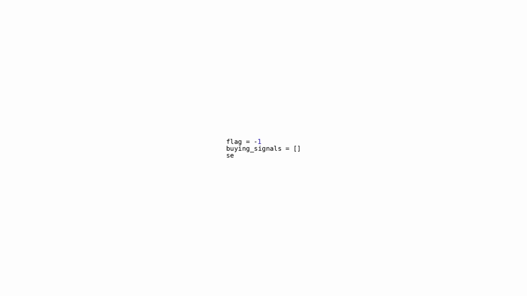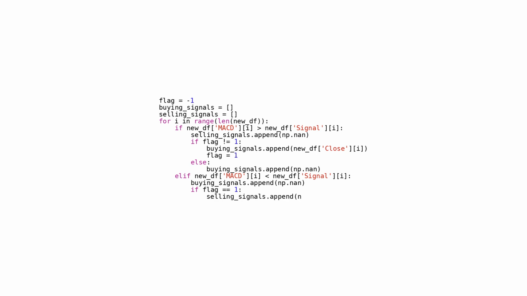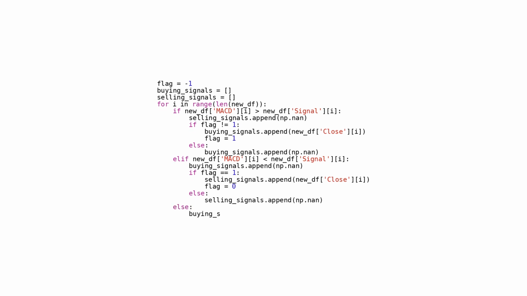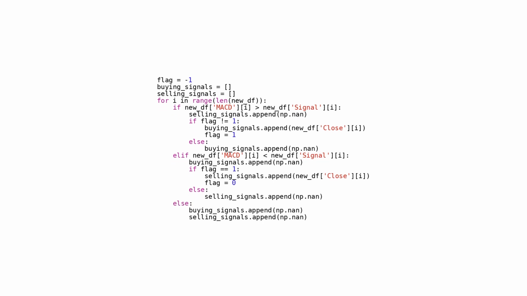The code is going through a data frame and comparing the MACD and signal columns to determine buying and selling signals. The signals are recorded as a list of prices or non-values. The flag variable is used to ensure only one signal is recorded. Setting it as 1 acts as a switch to track the last action, 1 for buy, 0 for sell. Based on the MACD and signal values, the code appends close prices to buying signals or selling signals lists and adjusts the flag accordingly. If no clear signal is present, none is added to both lists. This produces 2 lists of prices for buying and selling signals, as well as non-values where no signal is present.